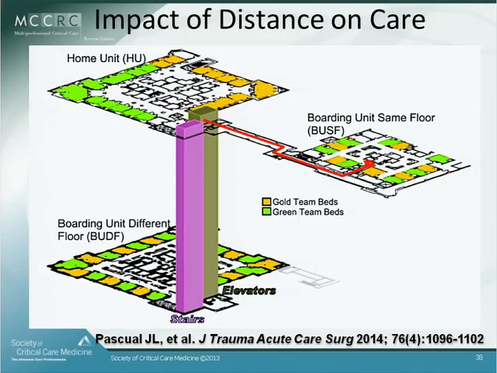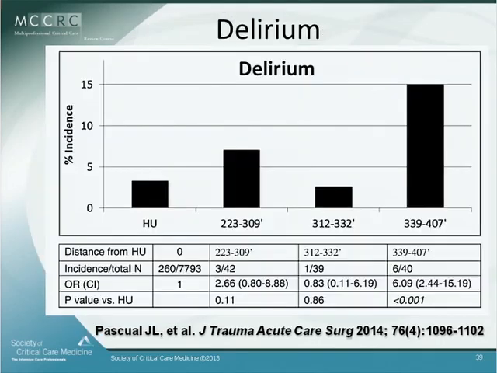How about distance? If you look at the home unit and you compare the patients in the home unit to boarding in another unit on the same floor versus boarding in a different unit on a different floor, what happens? Because it happens all the time, right? And where do you round first? Do you round first in the other unit? Do you round first in your home unit? So delirium correlates with distance. And so you can see here in the far bar, if you are 339 feet away from the home unit, you're much more likely to be delirious. That is the different unit, different floor.